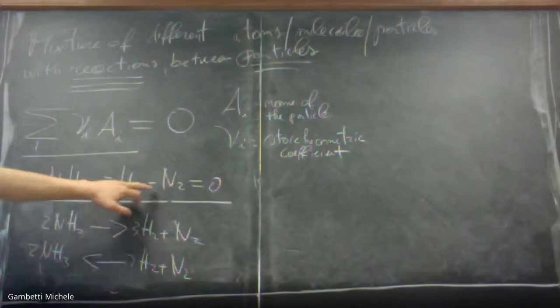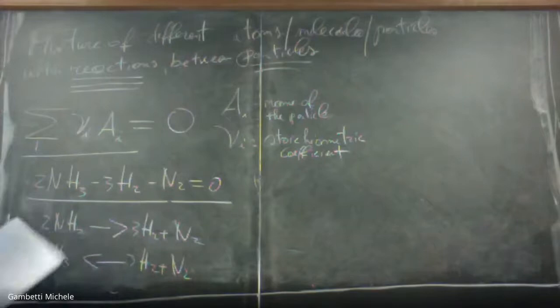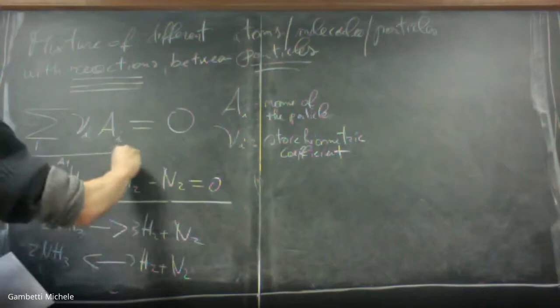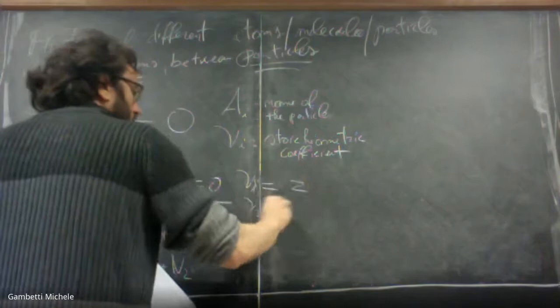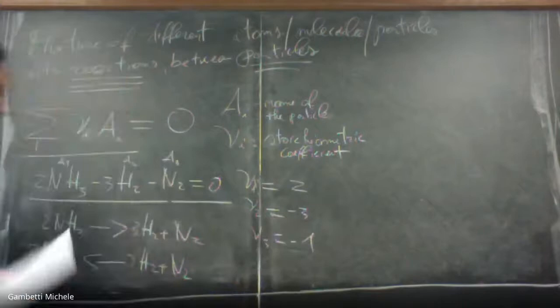So let's say that, let's call this molecule A1, this molecule H2 we call A2, and this A3, and therefore mu 1 is equal to 2, mu 2 is equal to minus 3, and mu 3 is equal to minus 1. Okay?